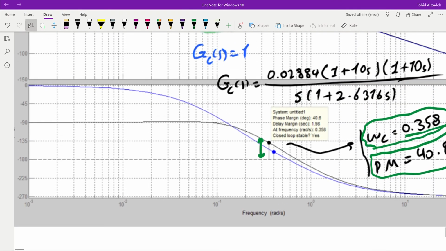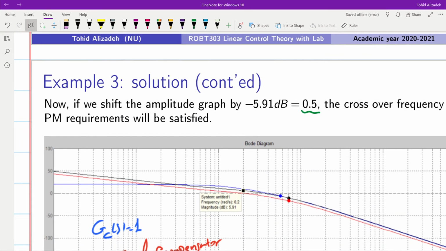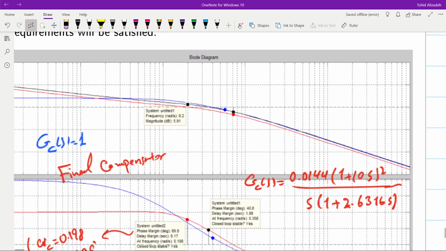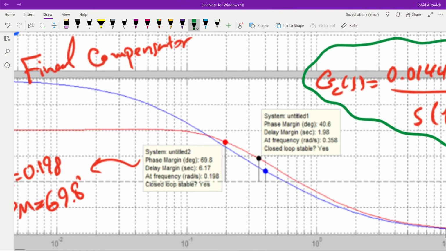That is equal to 0.5. If we introduce that into our controller, if we multiply the controller by 0.5, we will end up with this controller, GC of S, which is again a practical PID controller. And with that, all the requirements are now satisfied.